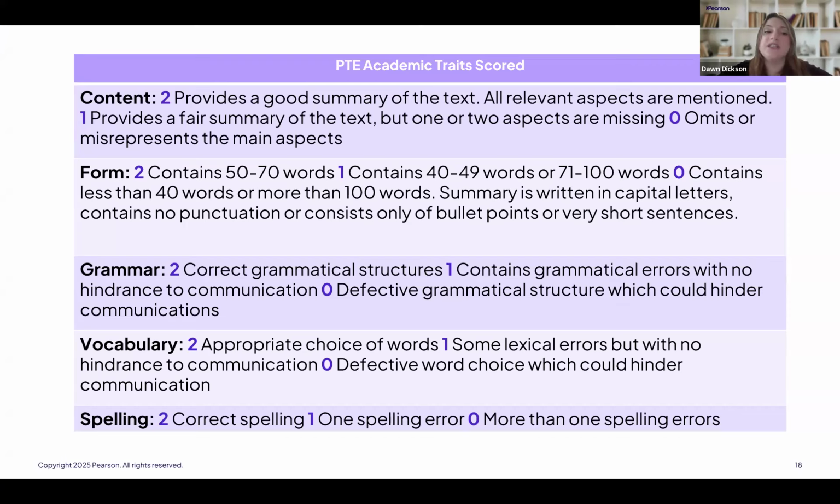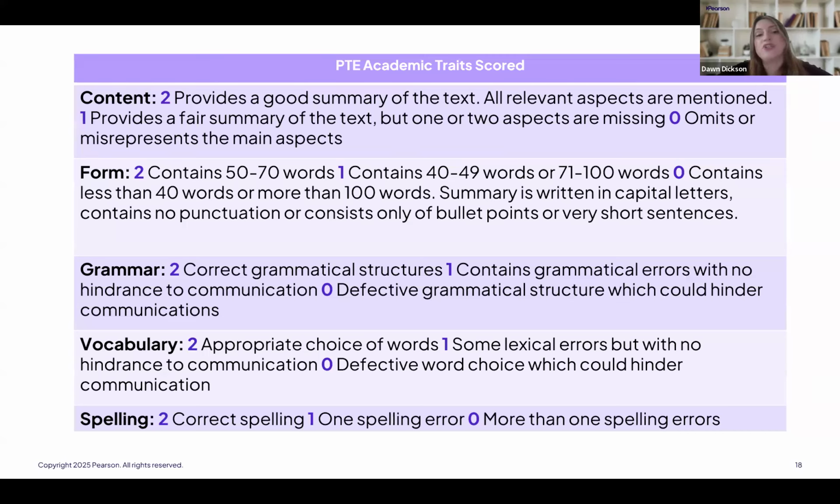So as you can see here in bold, down the left-hand side, for PT Academic, the traits scored are content, form, grammar, vocabulary, and spelling. You can also see that the range of scores goes from 0 through to 2, so 0 being the lowest score and 2 being the highest score. The partial score refers to the fact that even if they commit one spelling error, as you can see here, they will still be awarded for what they have written, which is correct.